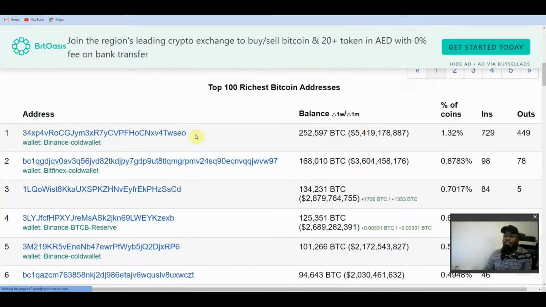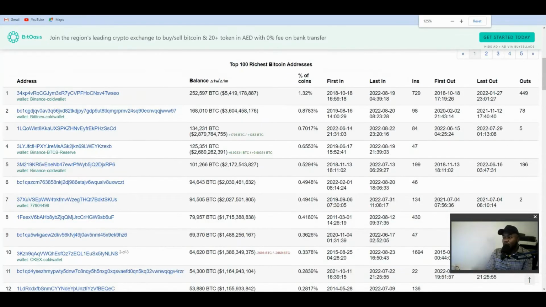That is about $5 billion. This is owned either by an individual or by an institution, but I'm still going to show you the ones where, when you see them, you know that this address is owned by an institution.